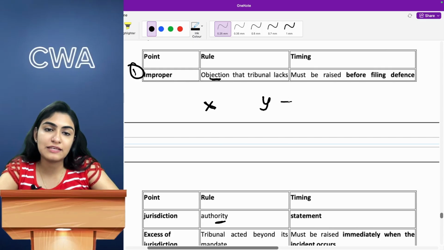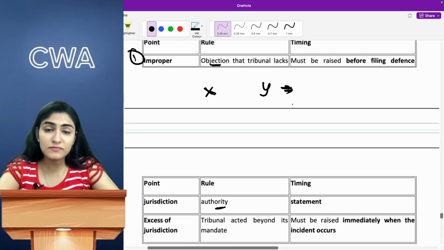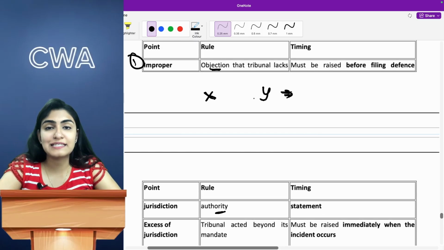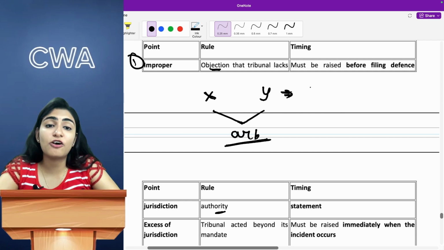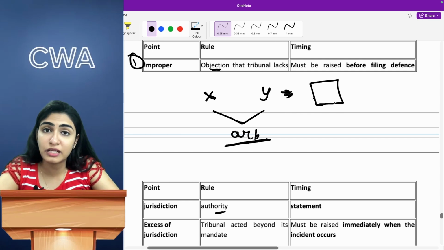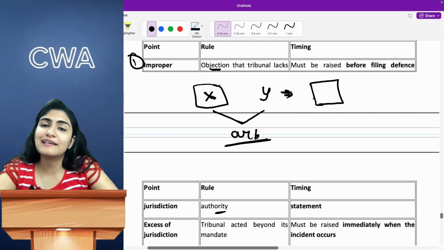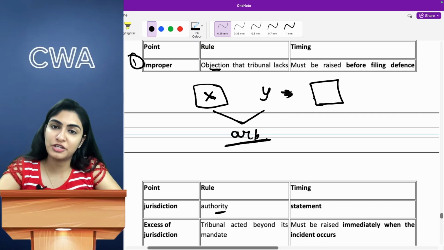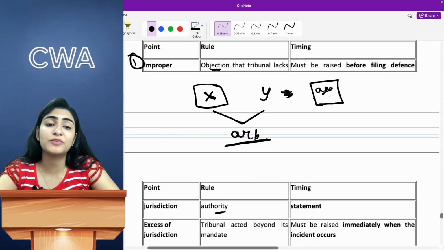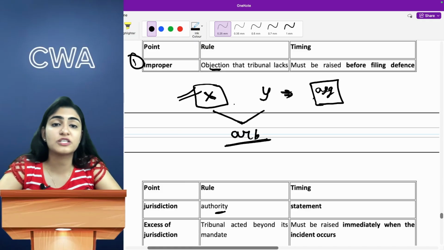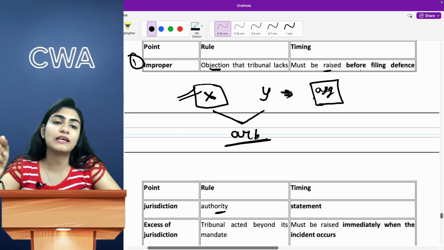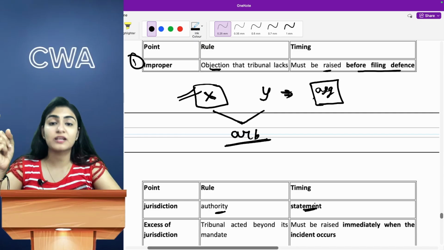What do you mean by that? Let me give you an example. Mr. X and Mr. Y both went into arbitration proceedings. However, they did not have any written arbitration agreement. So if Mr. X was not okay with going into arbitration proceedings, and they did not have an arbitration agreement, in such a case Mr. X can raise an objection of improper jurisdiction, but this objection must be raised before filing the defense statement.